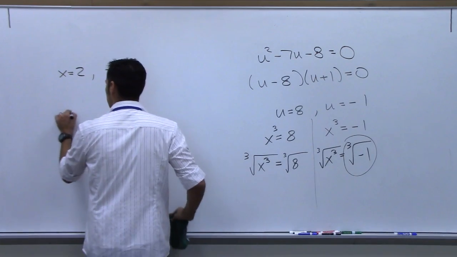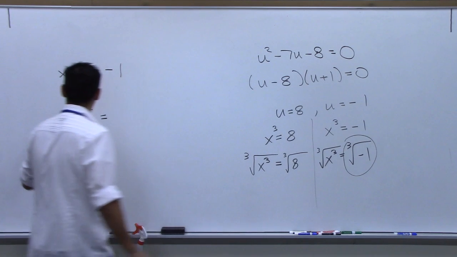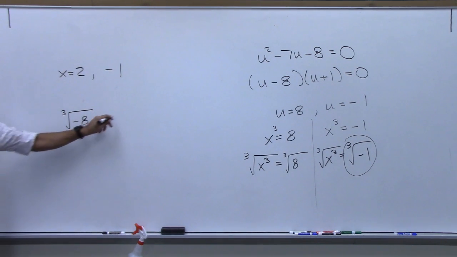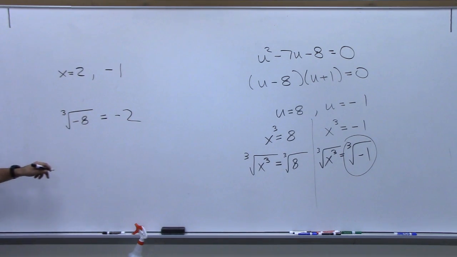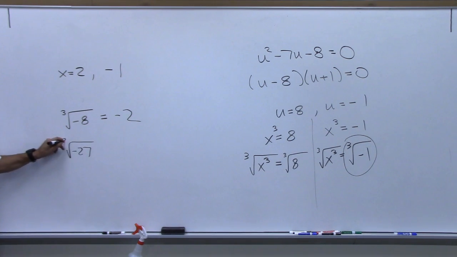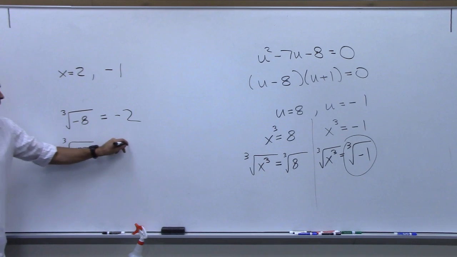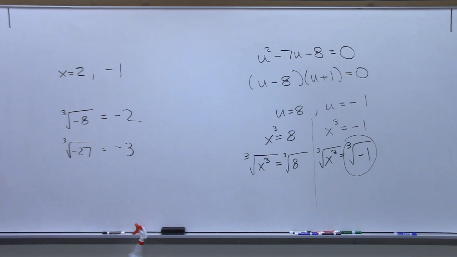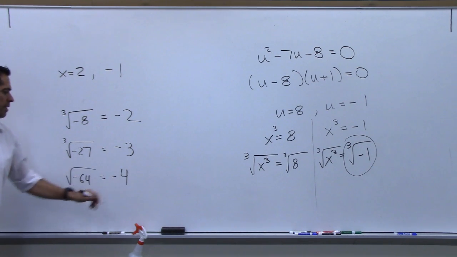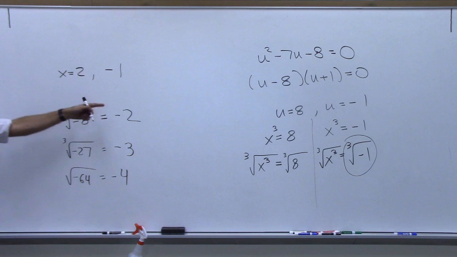Maybe we just do a quick little review. What's the cube root of -8? That'd be -2, right? The cube root of -27, -3. That's the good one, right? So you could keep going. Next one would be 64. Cube root of -64 would be -4. And of course, if all of these were positive, then it would be +2, +3, +4.